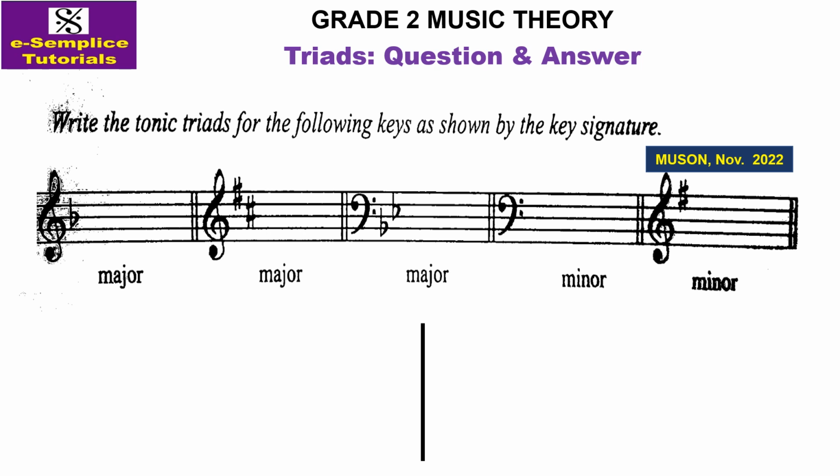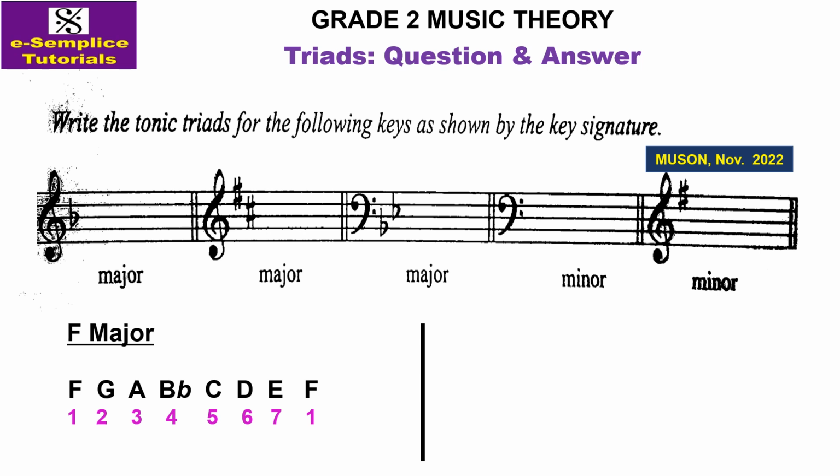This is from Muson exam November 2022, and the question says, write the tonic triads for the following keys as shown by the key signature. Now here we have a mixture of major and minor keys. Let's do this together. The process is the same. From the key signature, we are asked to first write the major key. And the major key with that key signature is F major. As usual, the normal process denotes in F major the degrees of the scale.